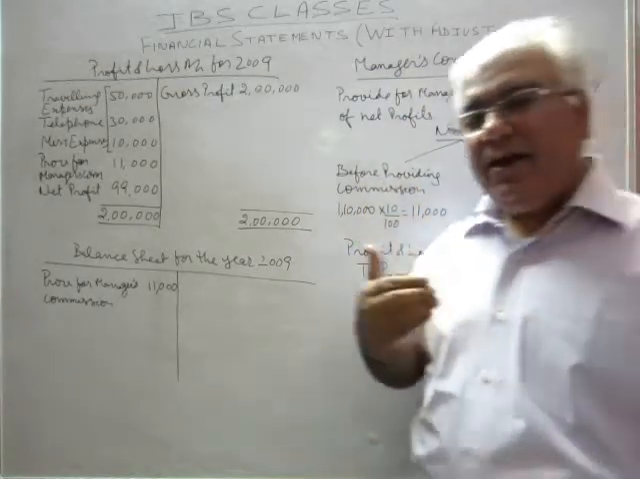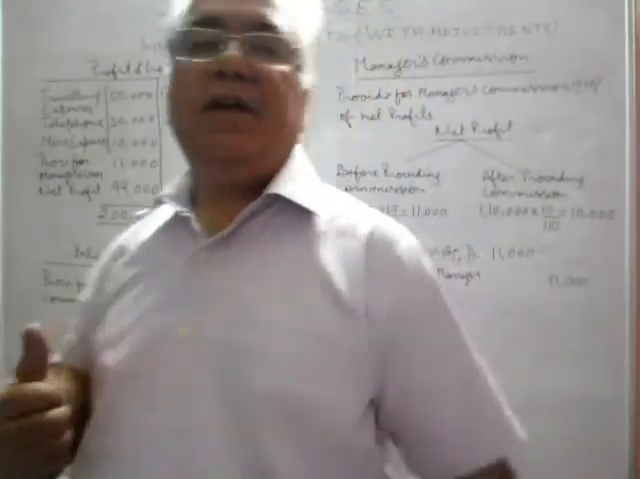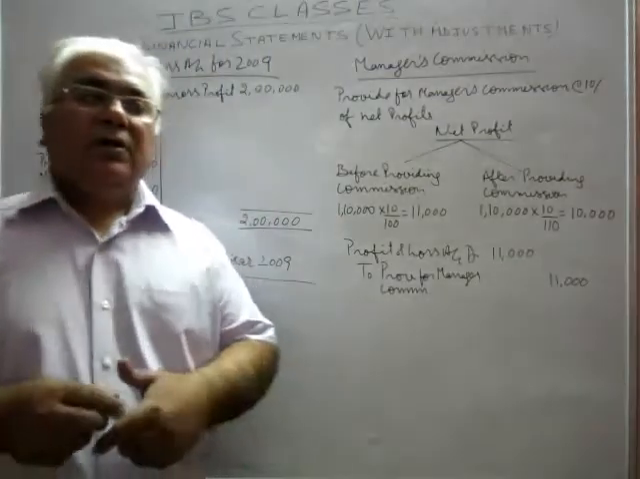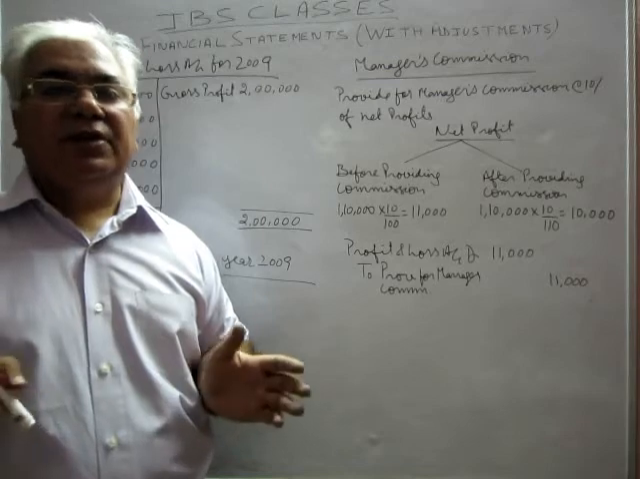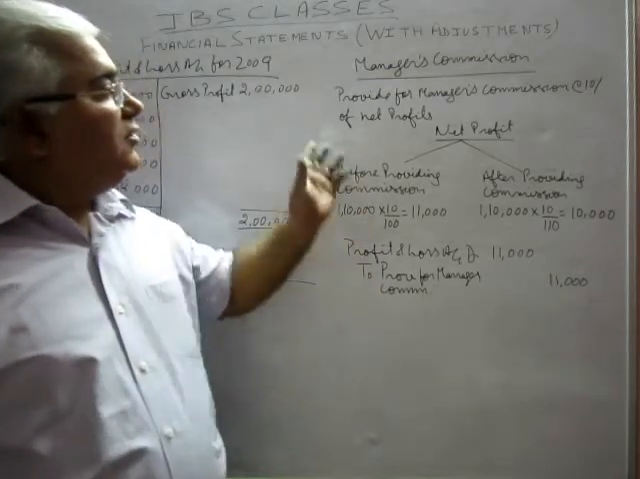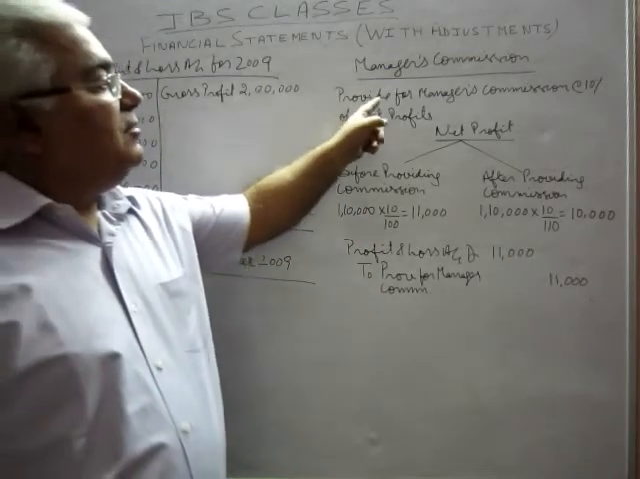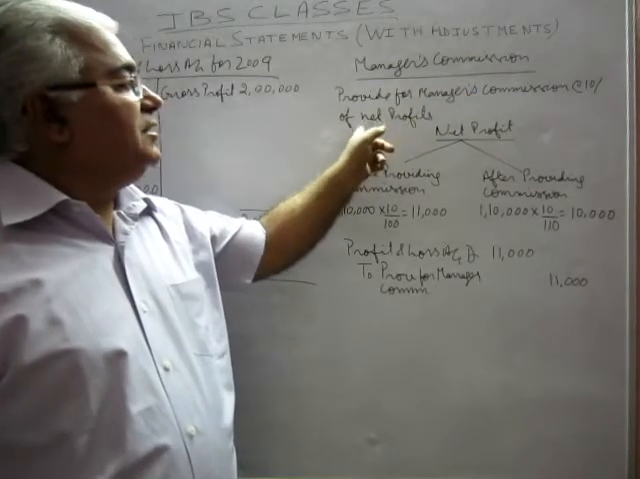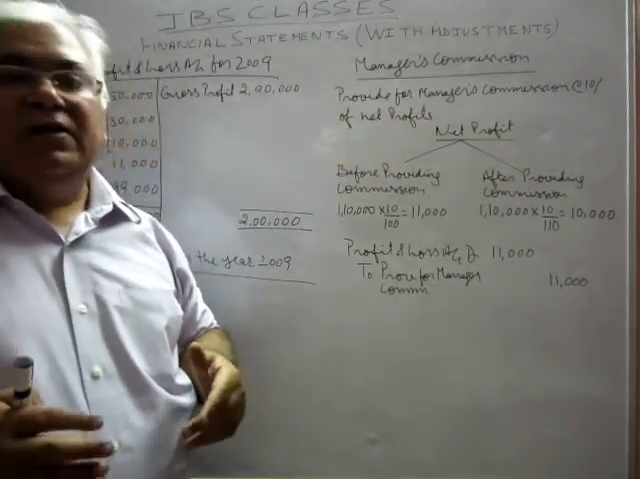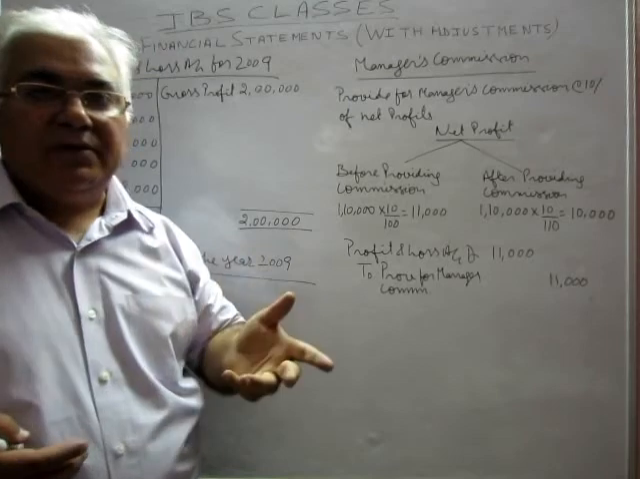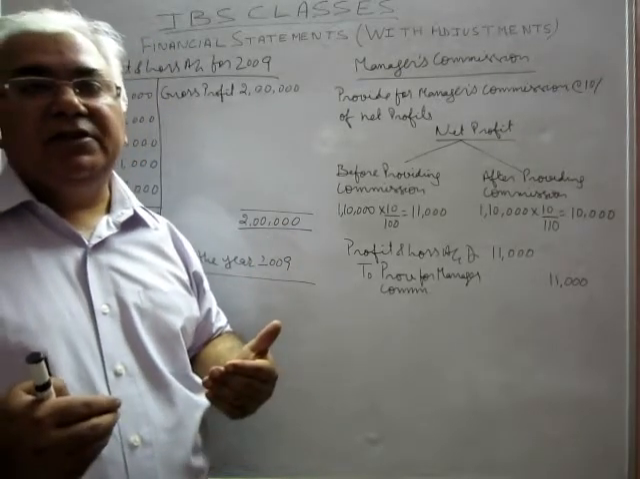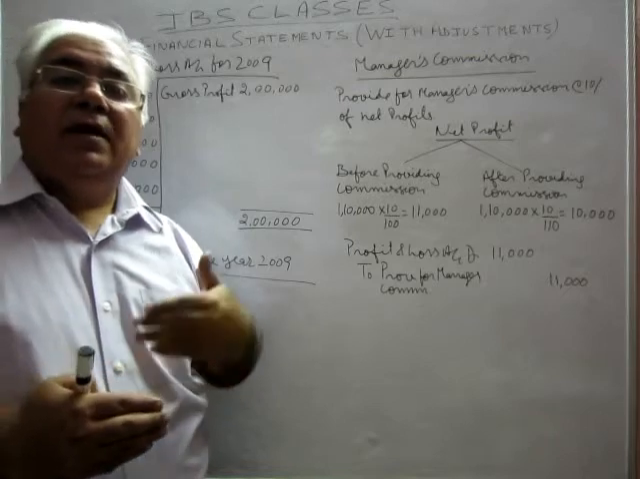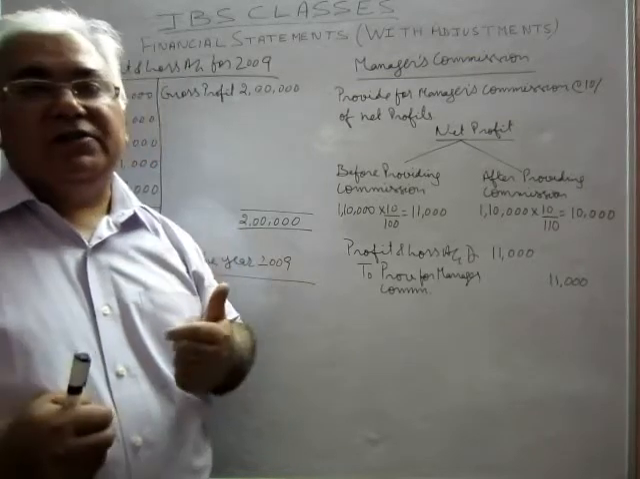You know, many times in the question it is provided that we have to provide for manager's commission. This is based on the profits earned by the firm. Now in this question, provide for manager's commission at the rate of 10% of net profits. Now the net profit could be of two types. One, net profit before providing for manager's commission, and then profit after providing for manager's commission.